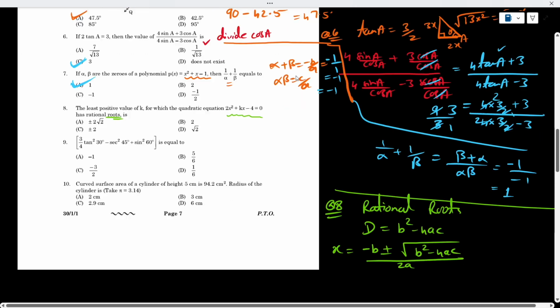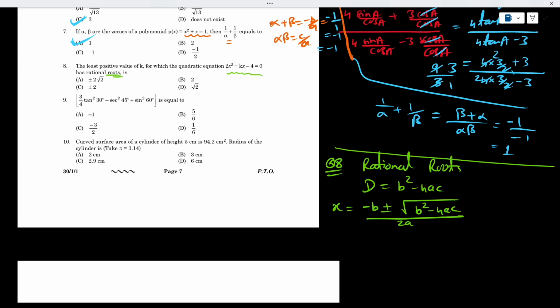This is your quadratic formula, and you should remember that only when this discriminant value is a perfect square can you get a rational number. Otherwise this value will be an irrational number, and adding or subtracting rational and irrational numbers always gives an irrational number. So here my D, which is b square minus 4ac, should be a perfect square.